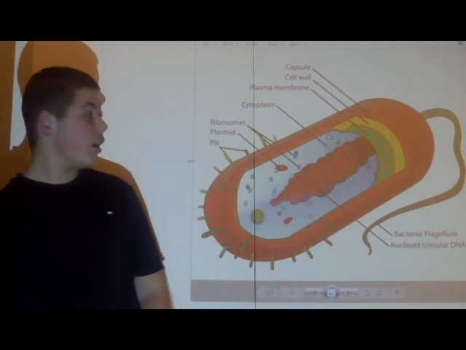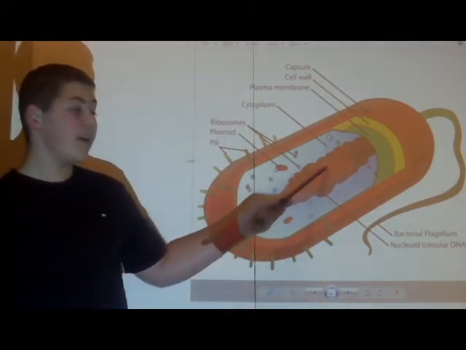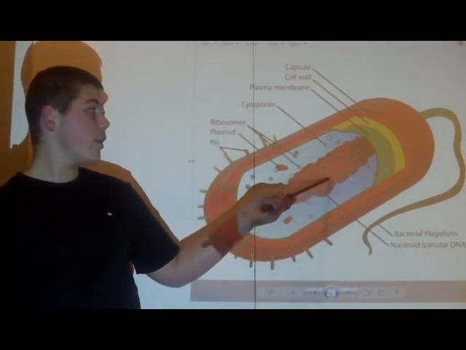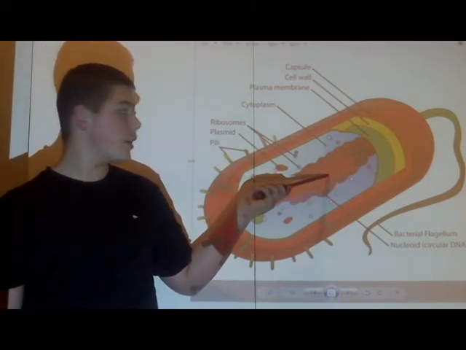This is the prokaryote cell. You can tell it's a prokaryote because of the lack of the nucleus. But instead of a nucleus, it has the nucleoid region. Very similar function to the nucleus.